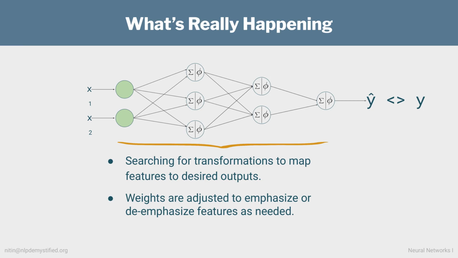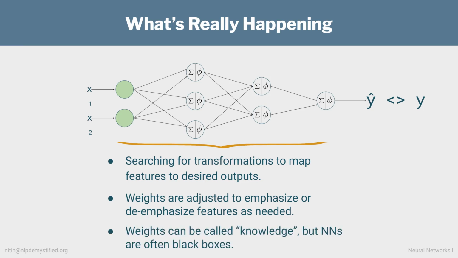And the hope is that once the network sees enough examples and goes through this training process, it'll then be able to accurately predict the prices of cars it hasn't seen before. In that sense, the weights it learns can be seen as a form of knowledge, but really they're hard to interpret. Each layer in the network learns some representation of its input.